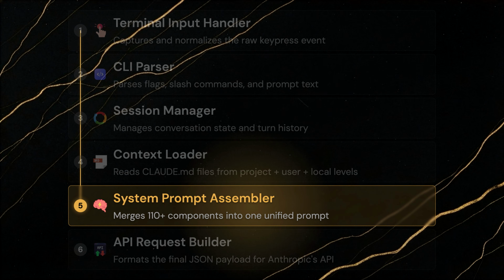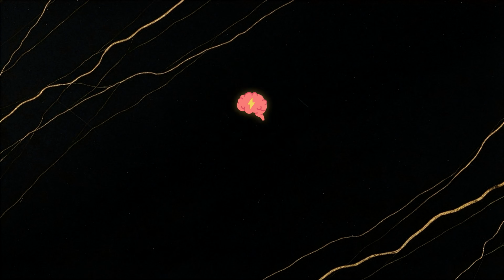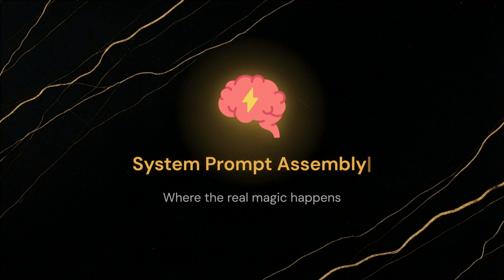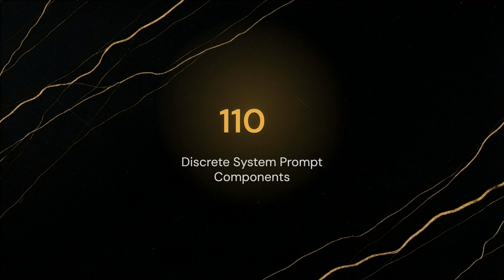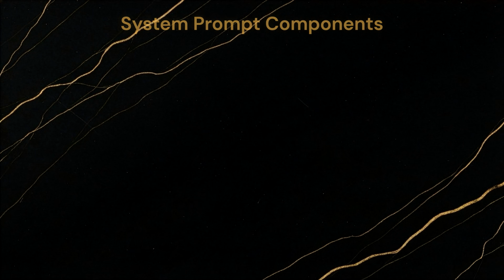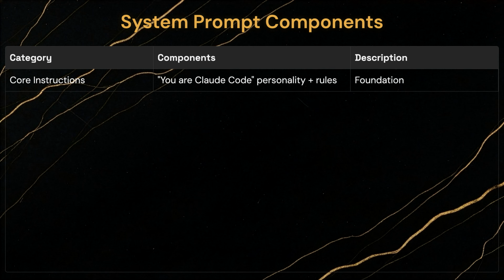That fifth step, the system prompt assembly, is where it gets really interesting. Claude Code's system prompt is not a single block of text. It's modular, made up of approximately 110 discrete components that get assembled dynamically. And that's before you've said a single word. Here's what those components include. Core agent instructions, which is the "you are Claude Code" personality and rules.